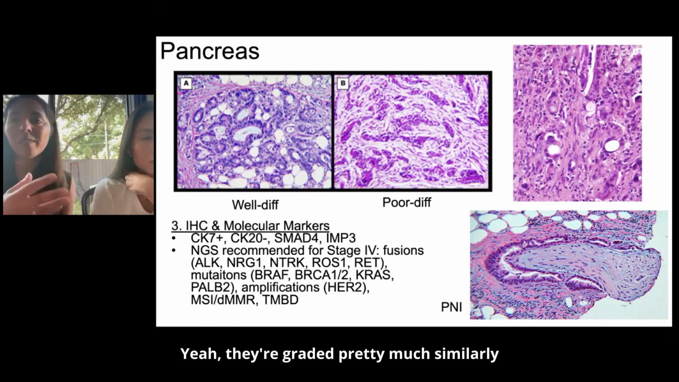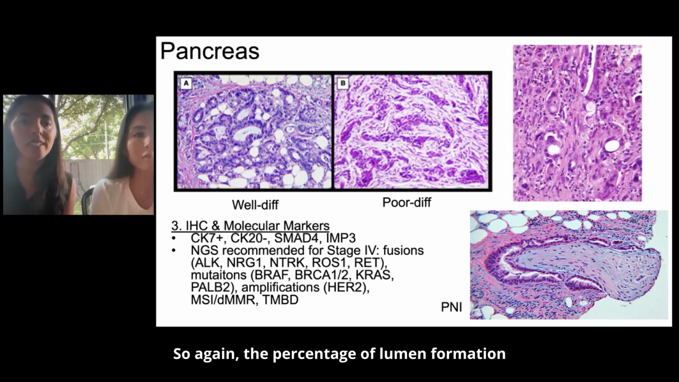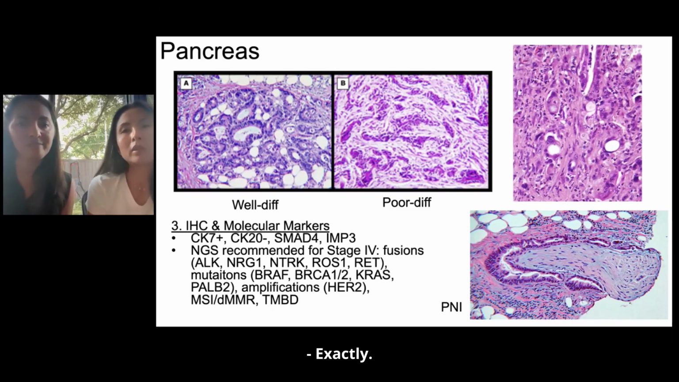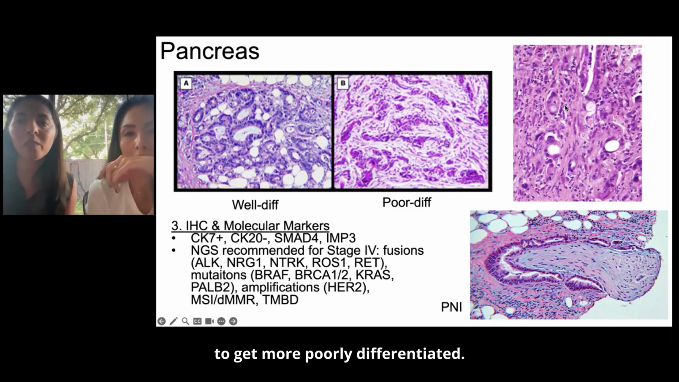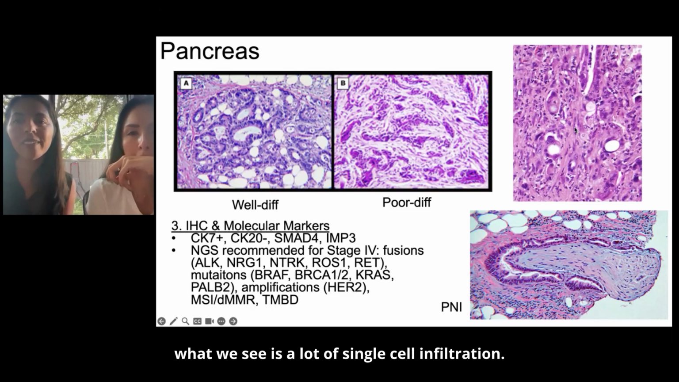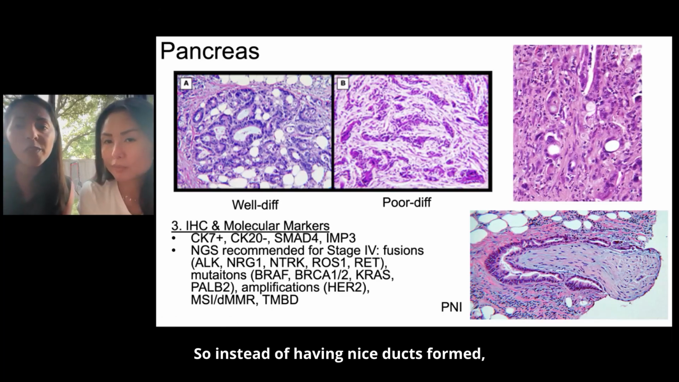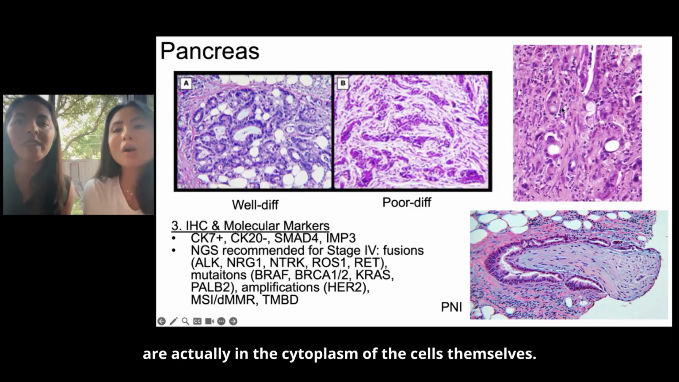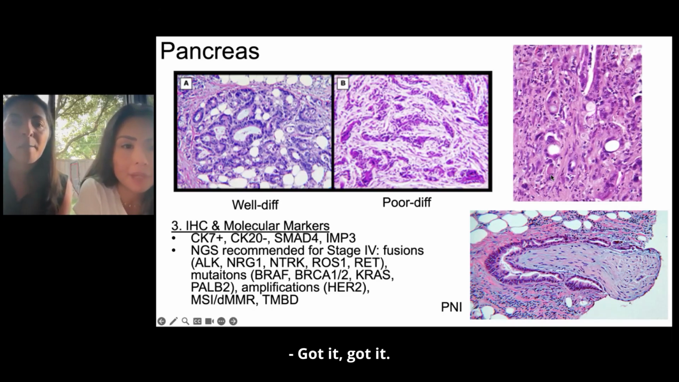They're graded pretty much similarly to the way we do most GI tumors. So again, the percentage of lumen formation determines the grade. Here in the one on the left, there's a lot more of the white lumens, and then the one on the right would be moderately differentiated. This one is probably starting to get more poorly differentiated. And I say that because even though we still have lumen formation, what we see is a lot of single cell infiltration. And so that is another sign of poor differentiation. So instead of having nice ducts form, the lumens that we're seeing are actually in the cytoplasm of the cells themselves, and we have just individual cells that are infiltrating. Got it. Cool.